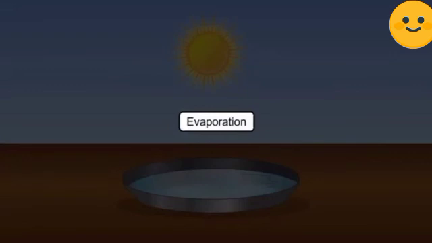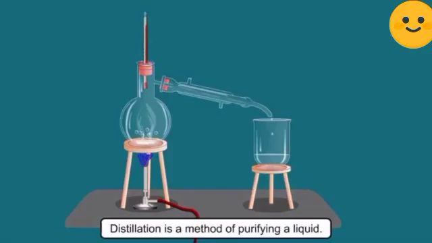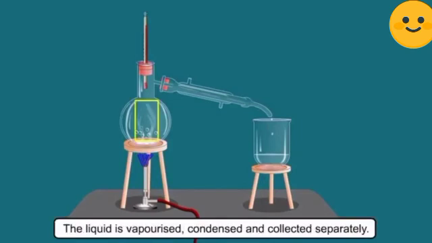Evaporation. What is called evaporation? This is called evaporation. The water goes into the sky. Distillation is a method of purifying a liquid. The liquid is vaporized, condensed and collected separately.